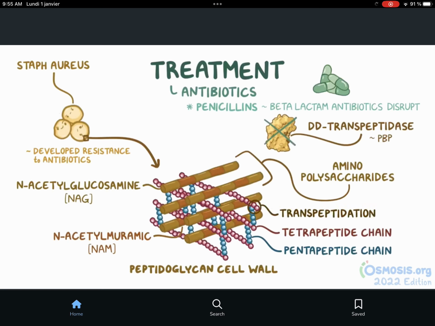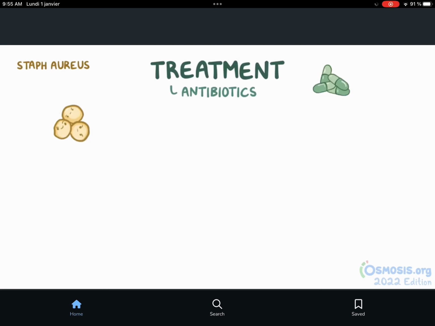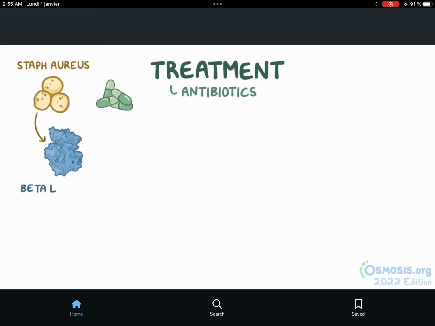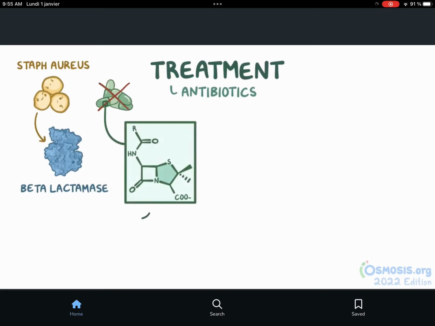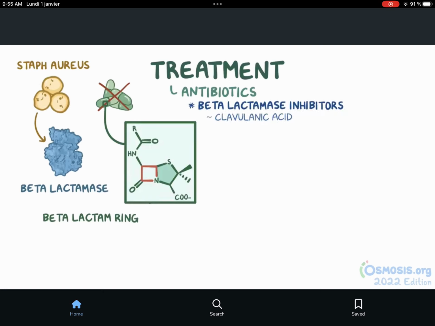If PBPs aren't allowed to work, no peptidoglycan is made, and the cell wall becomes leaky. So when the bacteria try to divide and make more cell wall, they simply can't, and they die. Nowadays, though, practically all strains of Staph aureus make beta-lactamases, which allow them to simply disable beta-lactam antibiotics by breaking down their beta-lactam ring. Next, antibiotics called beta-lactamase inhibitors, like clavulanic acid, were used to bind and disable the beta-lactamases.